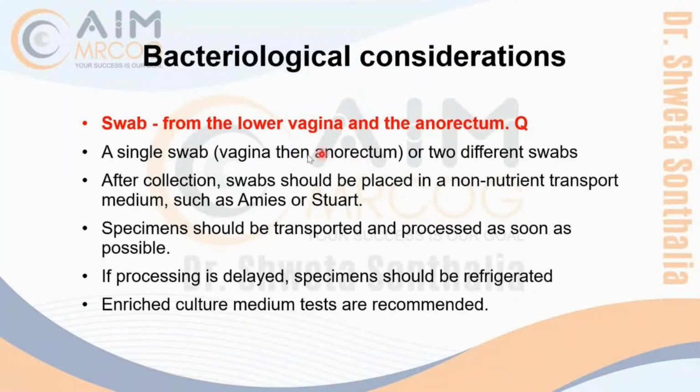Why is this important? This is lower vagina and anorectum. While usually in infections like chlamydia, gonorrhea and all that, you take the high vaginal swab, the upper vagina, here it is lower vagina and anorectum. Please don't forget this, because this is GI colonization, right? We saw that 20 to 40% of women have GI colonization. That's why you're taking from the anorectum and lower vagina.